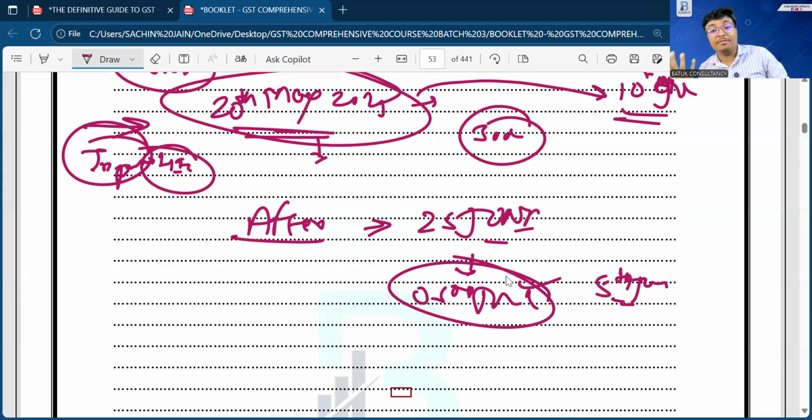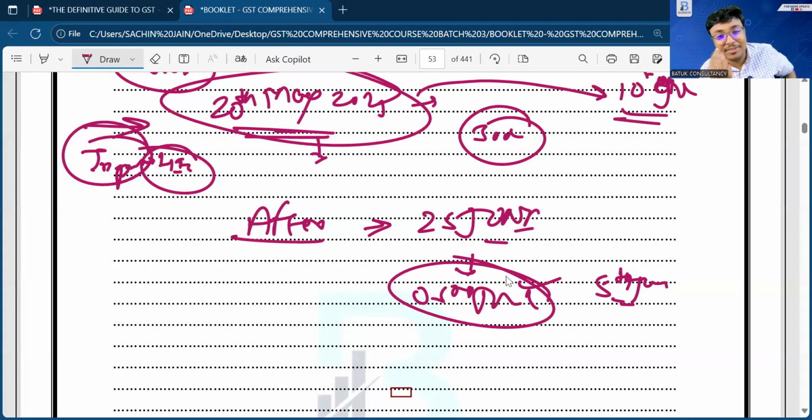But if I am applying within 30 days, in that case, as on the date of liability, whatever input goods are available with me, I can claim the input tax credit. Why is this differentiation? Because government is saying if you are applying after 30 days, that means during this period you may have made certain sales without GST, not paid output tax. So why will you be eligible to claim the input tax credit?